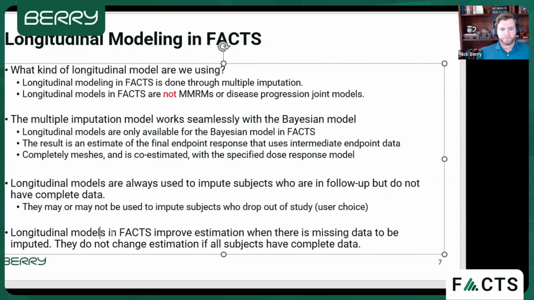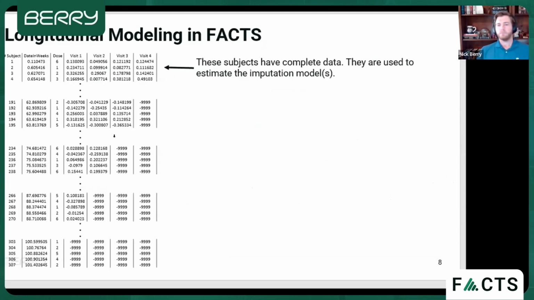Okay. Let's expand on this a little. So multiple imputation models, what does that mean? At some interim analysis, say the fourth interim analysis when there are 350 total patients enrolled in the study, there are patients that fall into certain different bins.